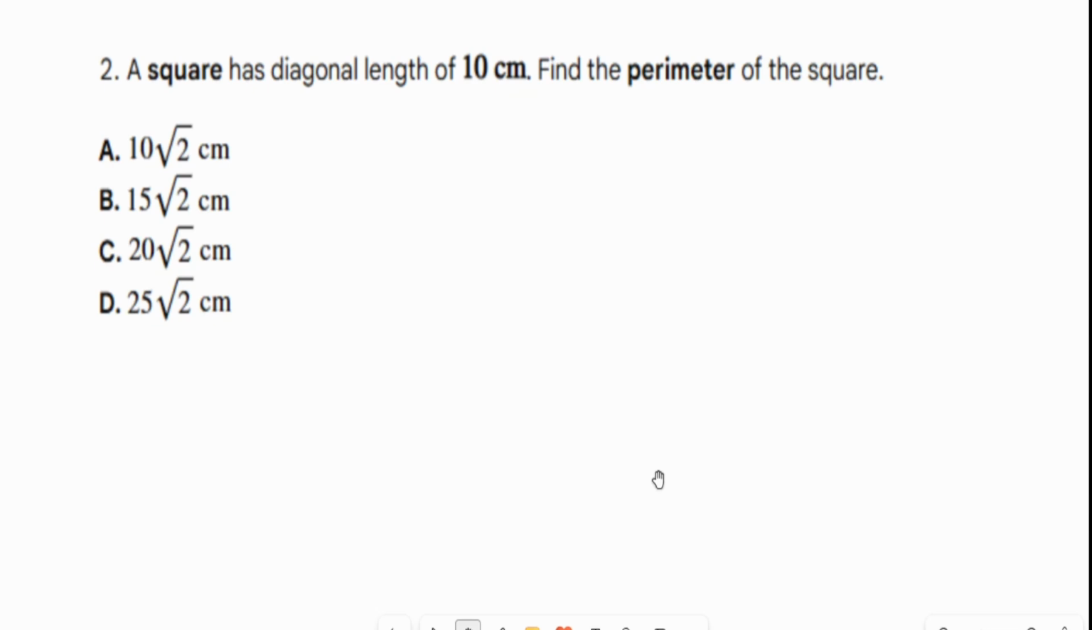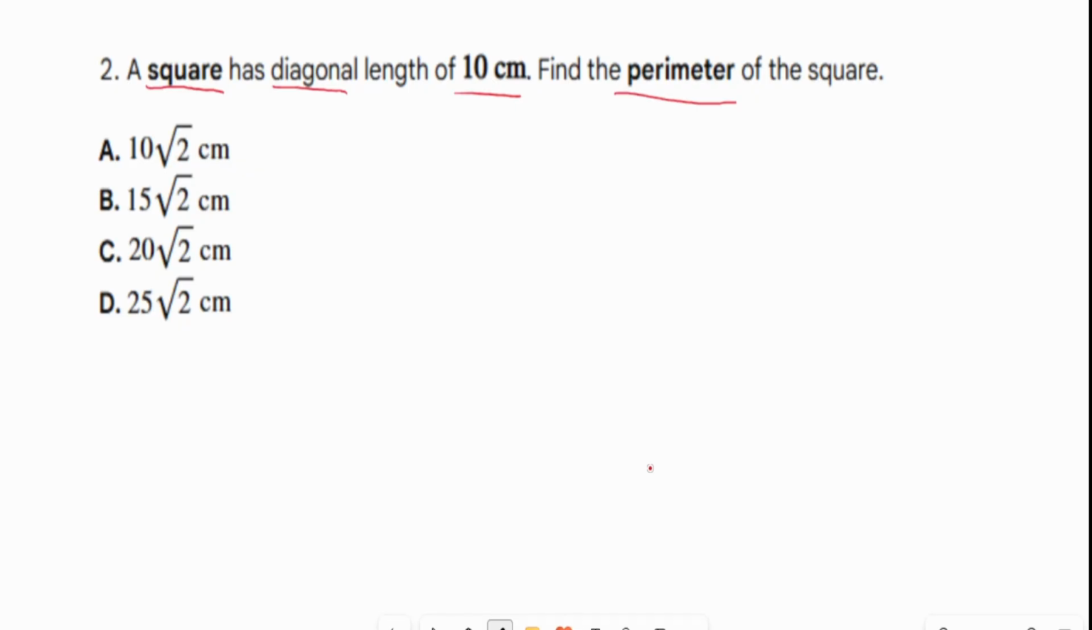Question 2 reads that a square has diagonal length of 10 centimeters. Find the perimeter of the square. Quick information here. We are talking about a square. That's the first information. And the diagonal is 10 centimeters. And then we are calculating the perimeter of the square.